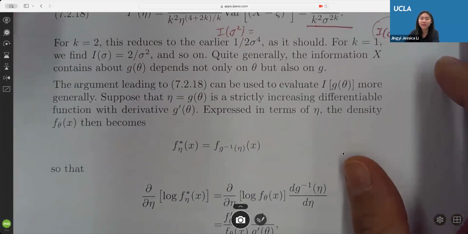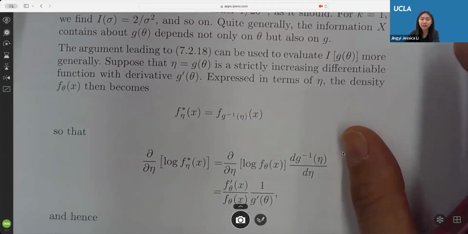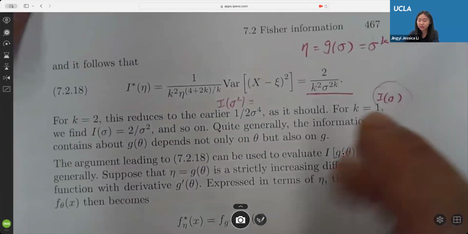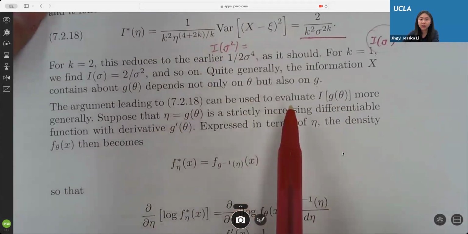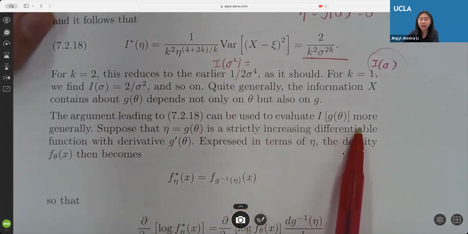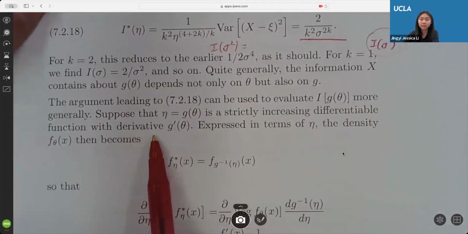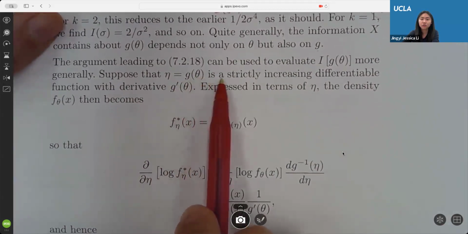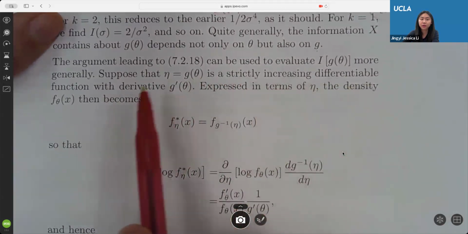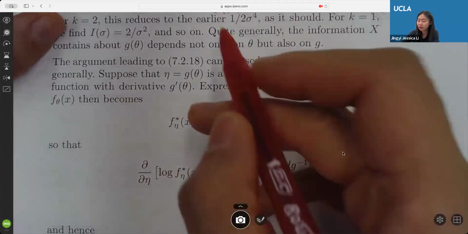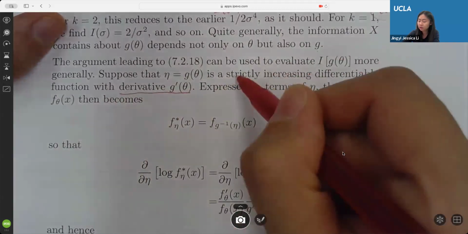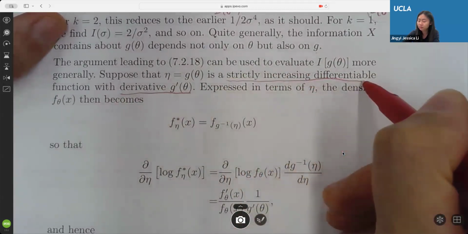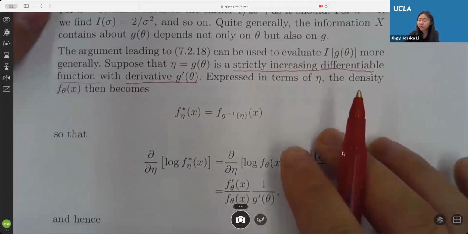Okay, let's look at the argument detail here. The argument leading to this result can be used to evaluate this I g theta more generally. So suppose that eta equals g theta is a strictly increasing differentiable function with derivative g prime theta.